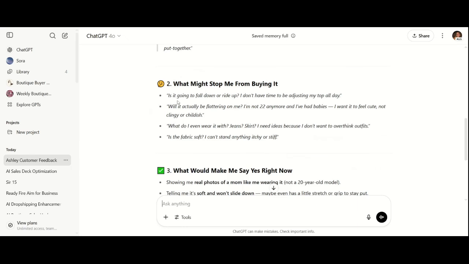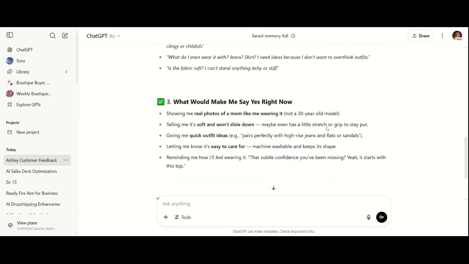So this is going to help you understand your customer. Is it going to fall down? I don't want to have to be adjusting it all day. Is it flattering? I'm not 22 anymore. I've had babies. I want to feel cute. That's a huge deal. The clingy, like the spandex stuff. What do I even wear it with? Okay, so that gives me an idea. Like you could do a collage post, right? Put the top with some jeans, make a cute little collage post. Is it soft? I can't see anything itchy.